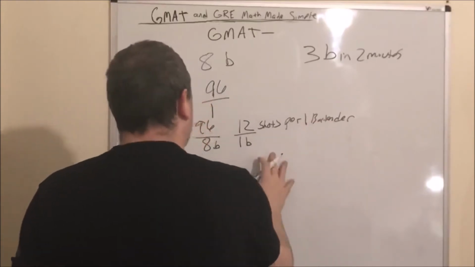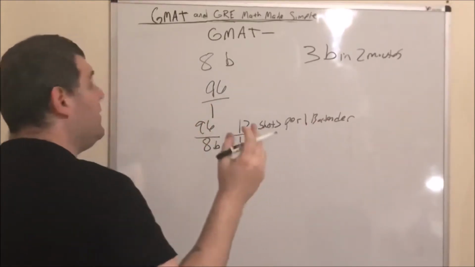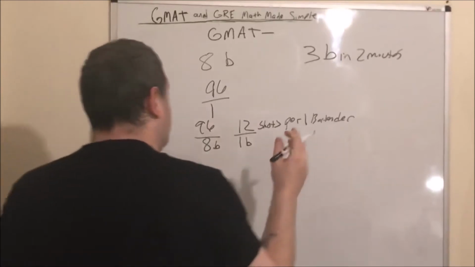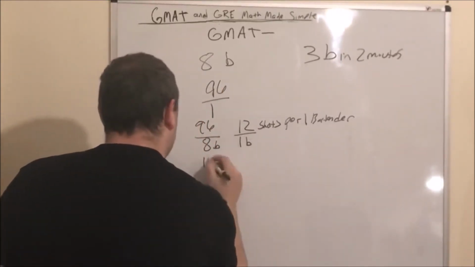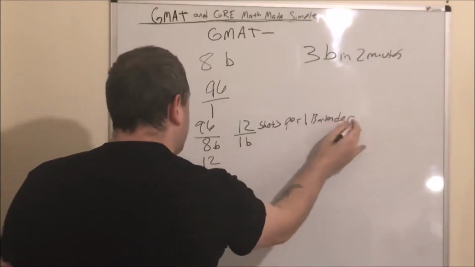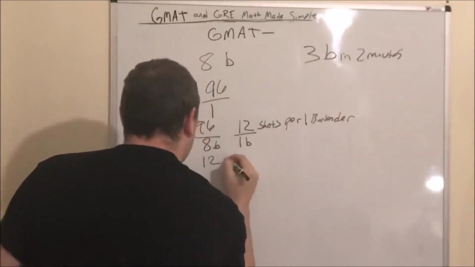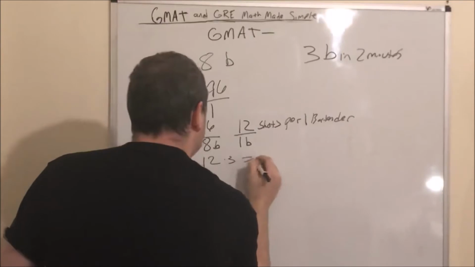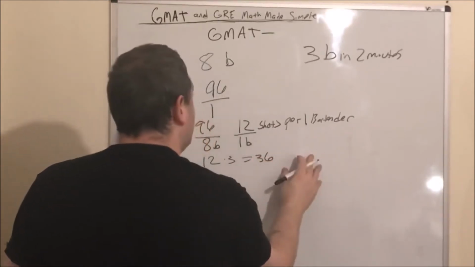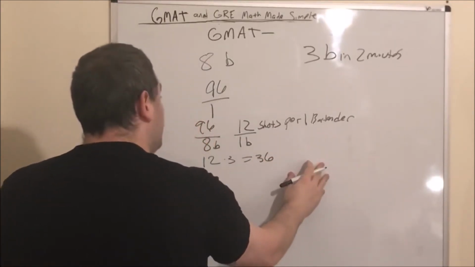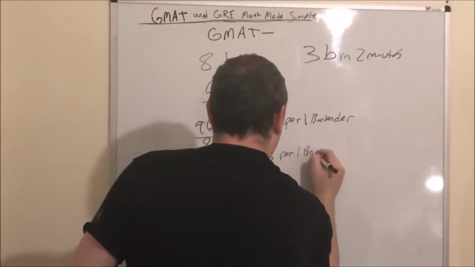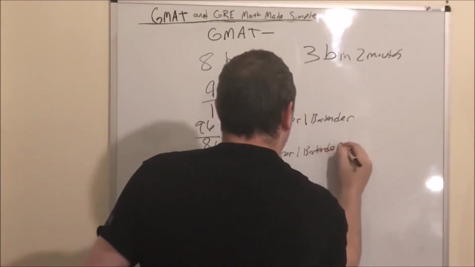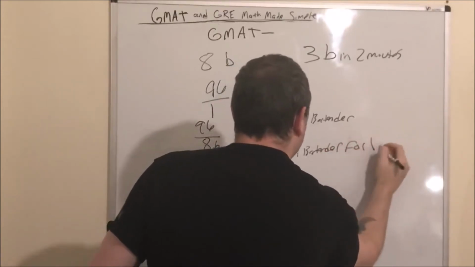Now, they're trying to figure out how much would be for 3 bartenders. We can take this number right here, 12, and that's only for 1. We want to find out for 3, so you multiply by 3. And that gives us 36 for 3 bartenders for 1 minute.